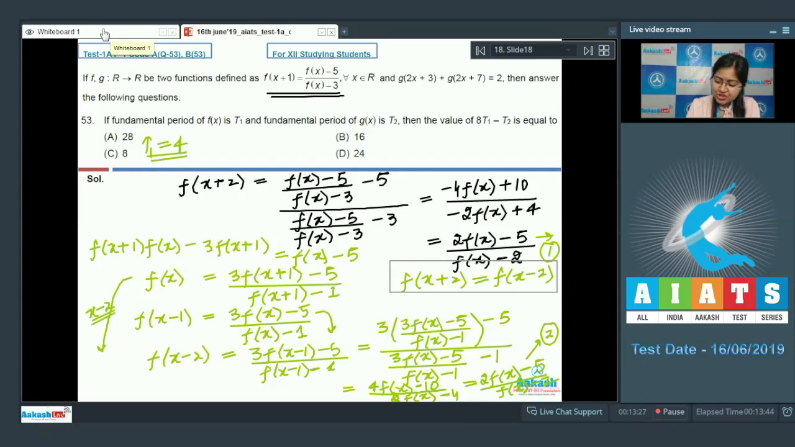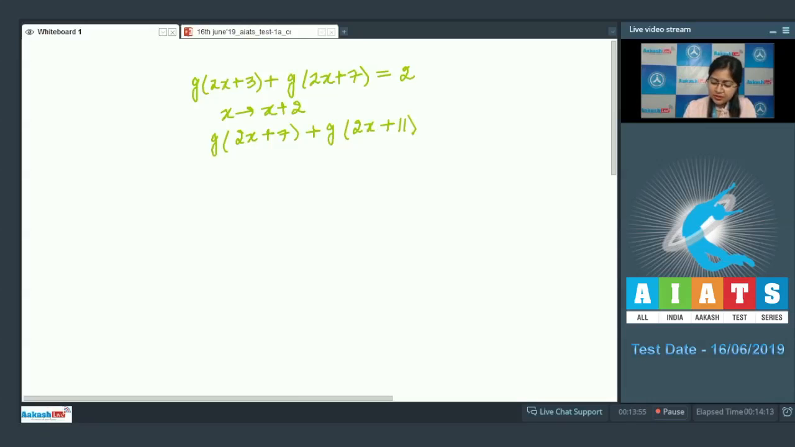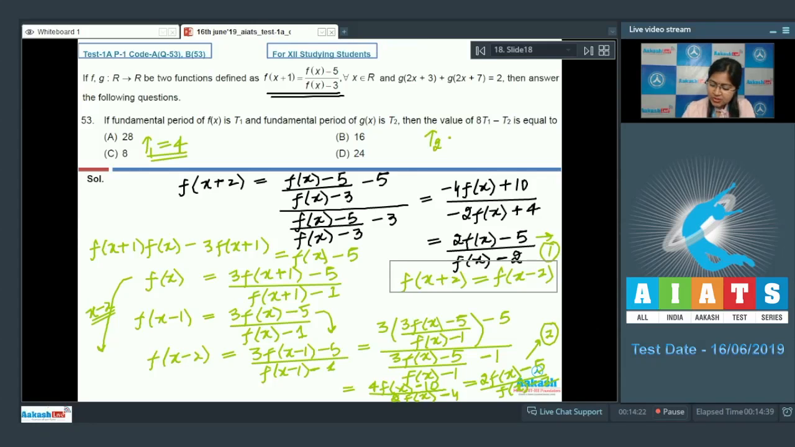Now further, let's talk about g(x). It has been given that g(2x+3) + g(2x+7) is equal to 2. Now if we here replace x by x+2, we will get g(2x+7) + g(2x+11) is equal to 2. If we subtract these two equations, we will get g(2x+3) is equal to g(2x+11). So we can say that the fundamental period of g(x) will be (11 - 3) multiplied with 2, that is 16. So we can say that T2 is equal to 16.